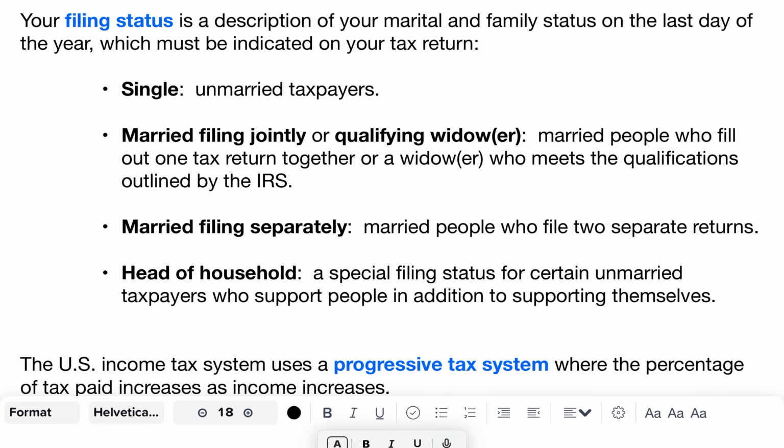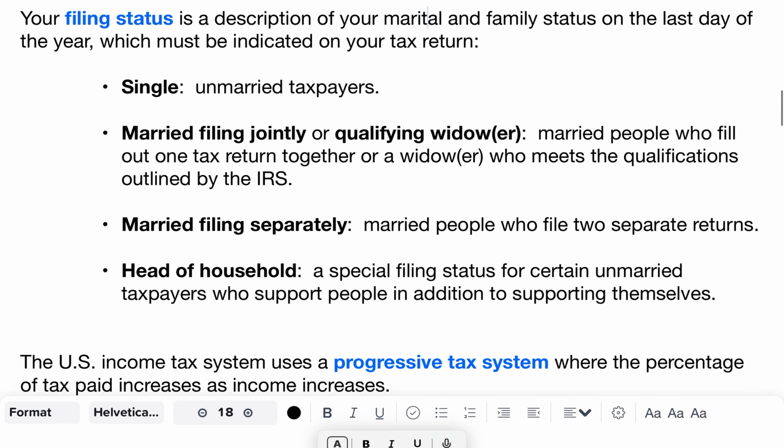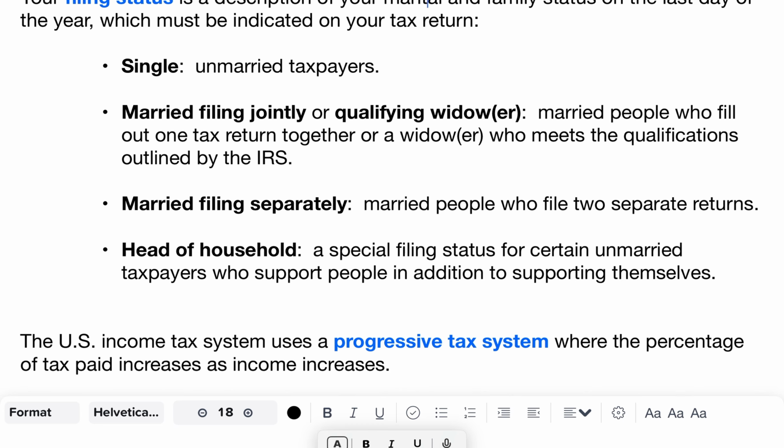Okay, now the other two filing statuses are married filing separately. So these are people who are married, but they decide to file two separate returns. And then the last one is called head of household. This is a special filing status for certain individuals that are unmarried, but support people in addition to supporting themselves. Okay, and the requirements have to be met based on the IRS guidelines.